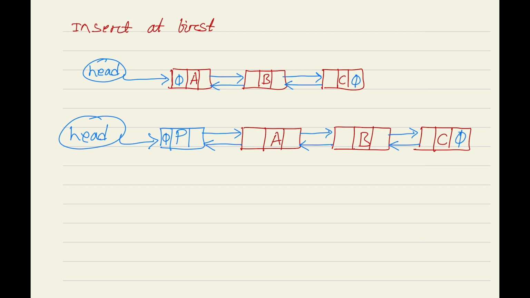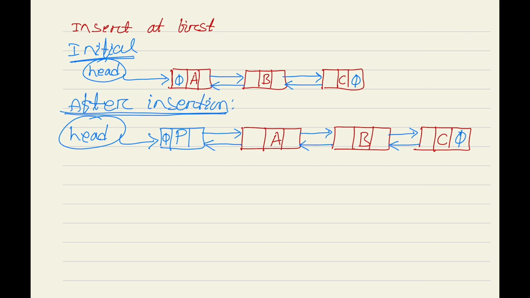So, here you can see this one is the initial representation, and this one is after insertion. So, after insertion the linked list will be like this. Now, we are going to discuss the steps so that we can easily insert one node at the beginning here. So, now we are going to discuss the steps that we need to follow for this insertion at beginning. So, let me erase these things so that we will start again from the beginning.